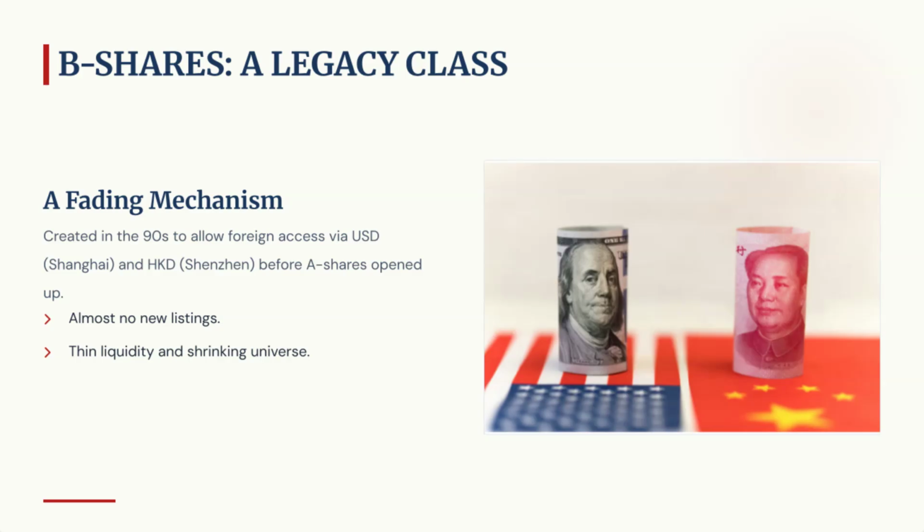B shares were created in the early 1990s as a mechanism for foreign investors to access Chinese companies at a time when A shares were closed to them entirely. The idea was to create a parallel track, same country, same companies, but in a currency foreigners could use. The mechanism became obsolete as A shares gradually opened to foreign investment through QFII and Stock Connect.